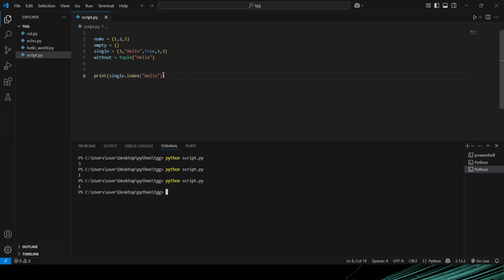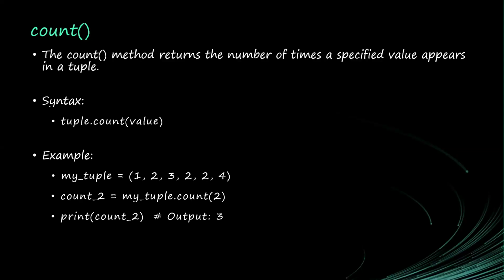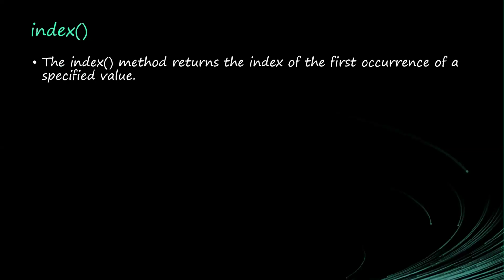All right. If I try 3, it will give me the first occurrence. It will look for the first occurrence, and of course, I'll be expecting 0 because the first 3 was at index 0. So it gives you the index of the first occurrence of that value. So we have seen the count method and the index method.